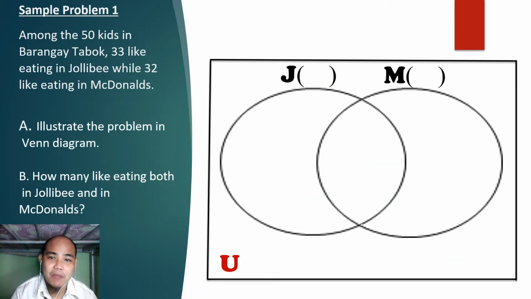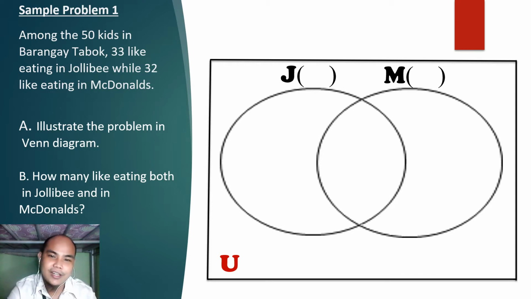Now let's have example problem number 1. Among the 50 kids in Barangay Tabok, 33 like eating in Jollibee, while 32 like eating in McDonald's. Now let's answer the following. A. Illustrate the problem in a Venn diagram. B. How many like eating both in Jollibee and in McDonald's?